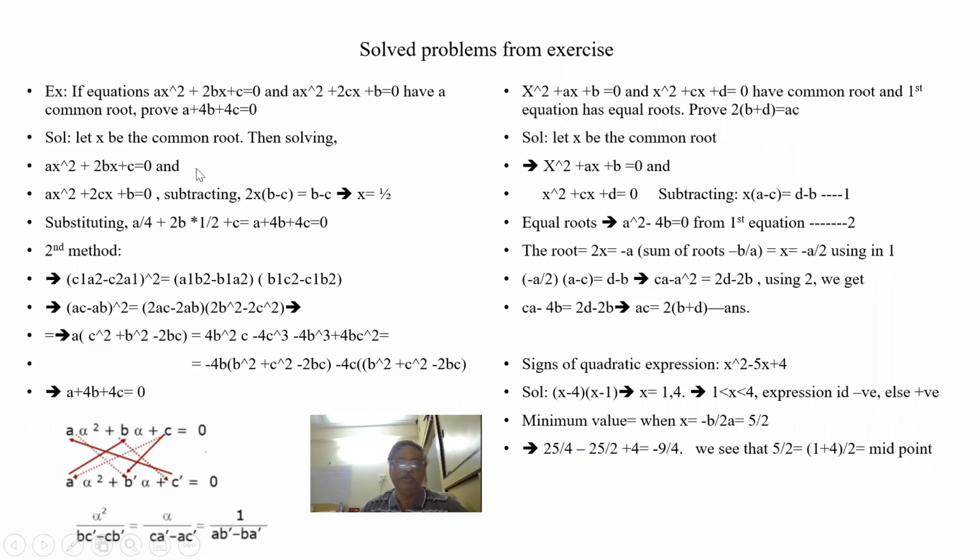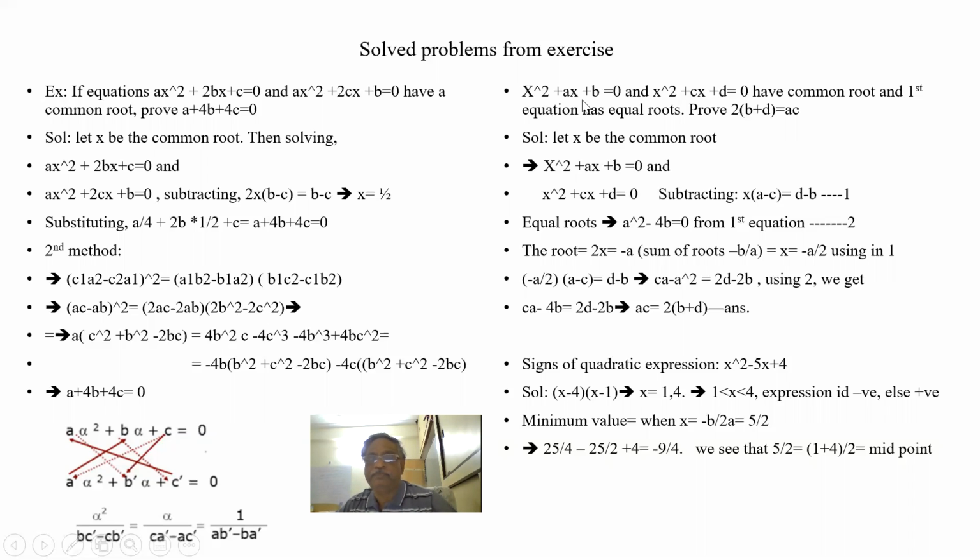But this is a simple method. We know this is the formula. C1a2 minus c2a1 whole square. Under the whole square, it does not matter which is plus and which is minus. Next is a1b2 minus a2b1 into b1c2 minus c2b1.